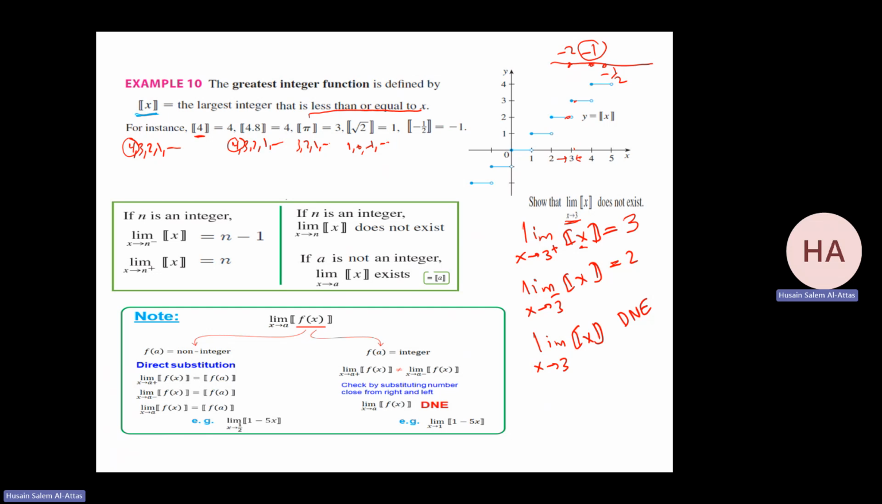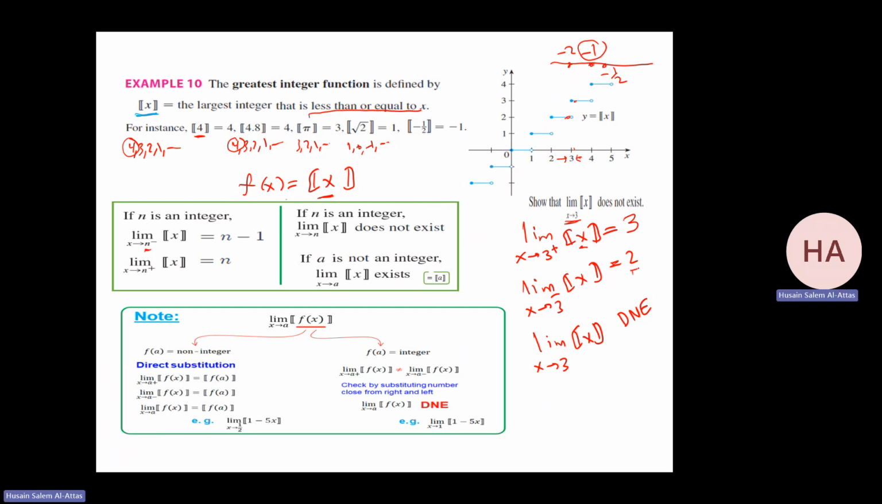Actually, we can do it now for any integer n. From the left, it will be n minus 1. I'm talking about the greatest integer function of x. Nothing here, no product, no addition, nothing. So what will happen as x goes to n from the left?